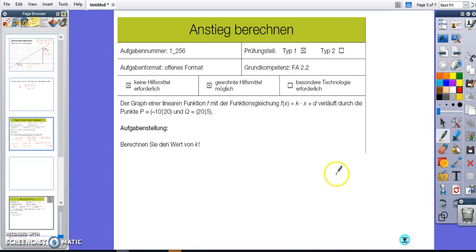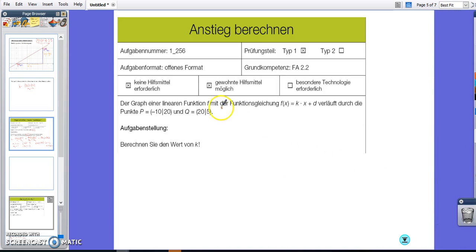The second one was this one. So we have the graph of a linear function with this equation. As I said before, don't forget that in English it would be mx plus c. And we know it goes through 2 points, P and Q.